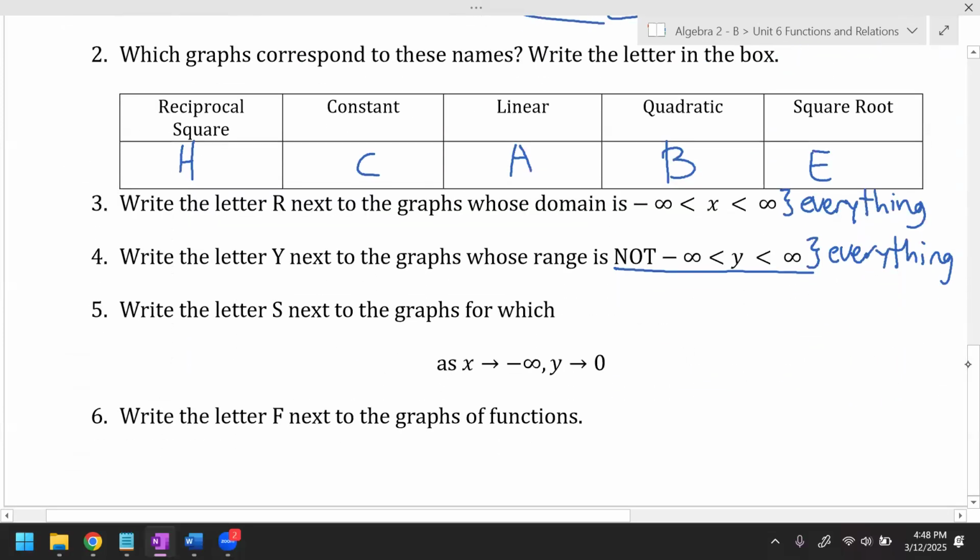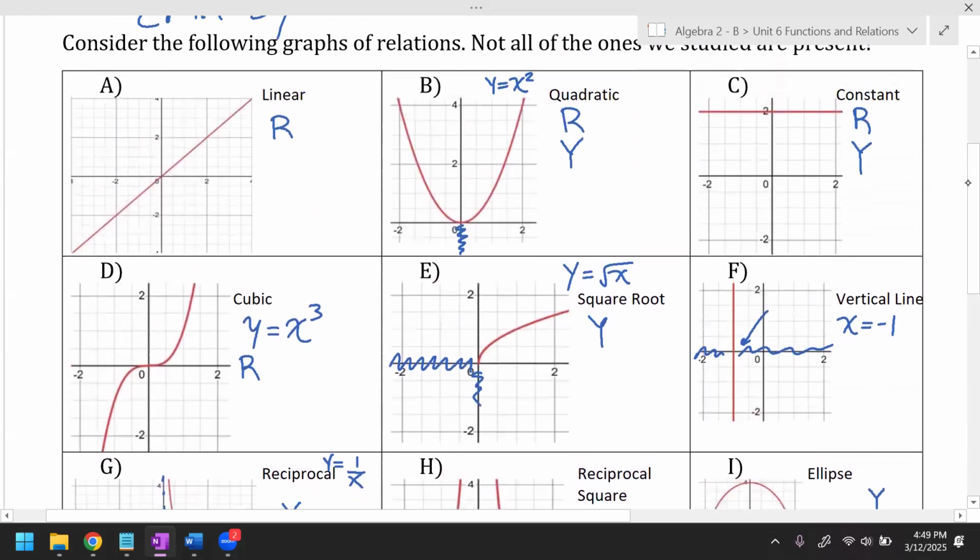The next question says, write the letter S next to the graphs for which as x goes towards negative infinity, y goes towards 0. Okay, so as x goes off towards the left of the graph, as we move, for example, in this direction over that way, or as we said in the last solution video, there's only three options. Either y can go up to infinity, down to a negative infinity, or it can flatten out to a number. Which of these graphs flattens out to 0?